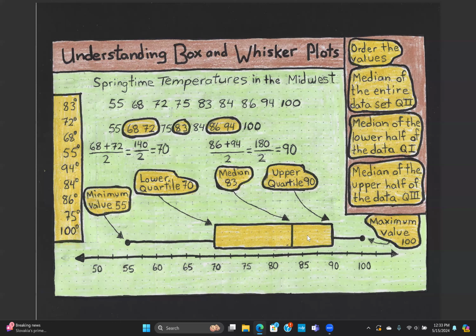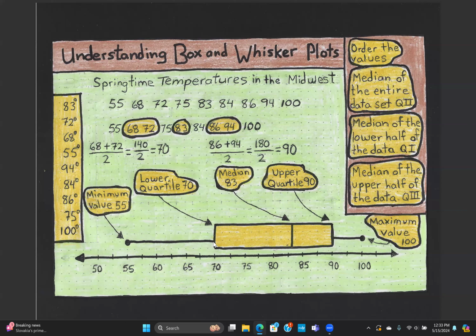And inside this range right here is called the interquartile range. This part right here represents the temperatures that pretty much fit into the range of springtime temperatures in the Midwest. Interquartile range, folks. Now, this number right here, 55, that's the lowest number that we have. And then we have 100, which is the highest value that we have.